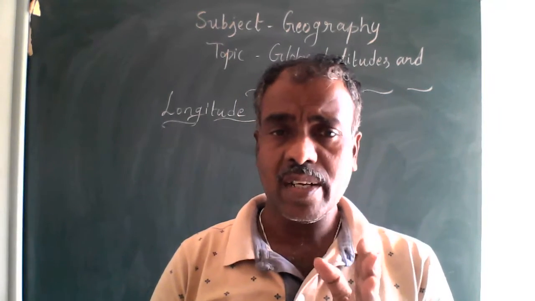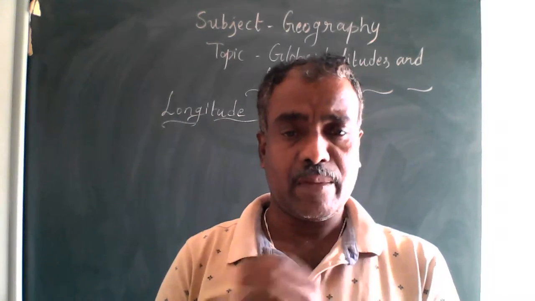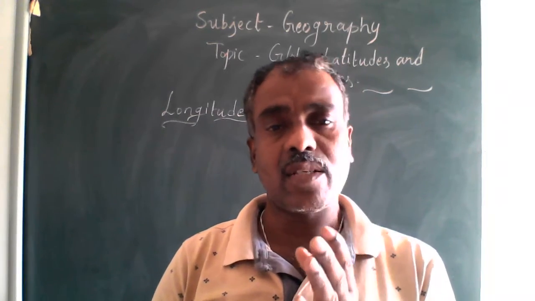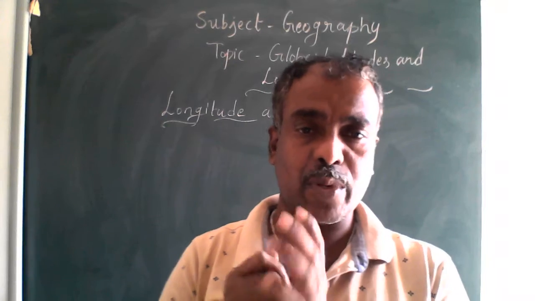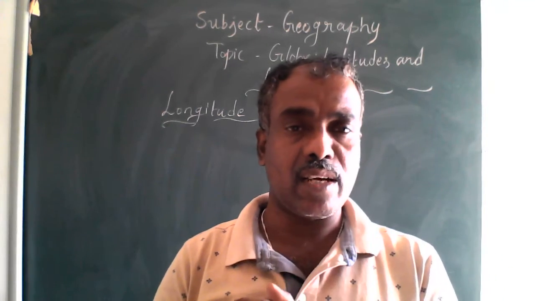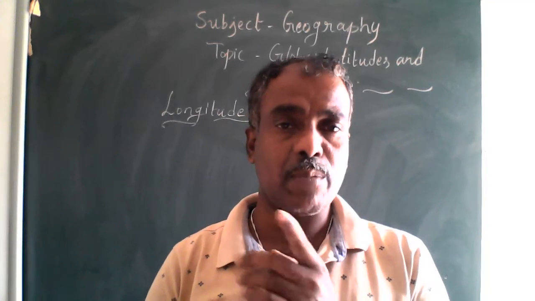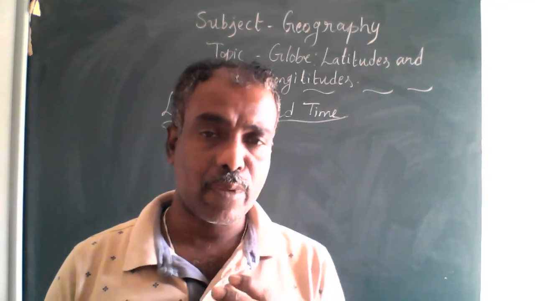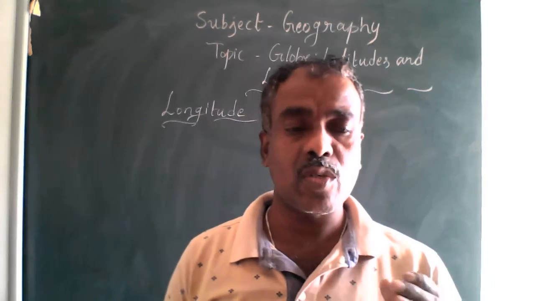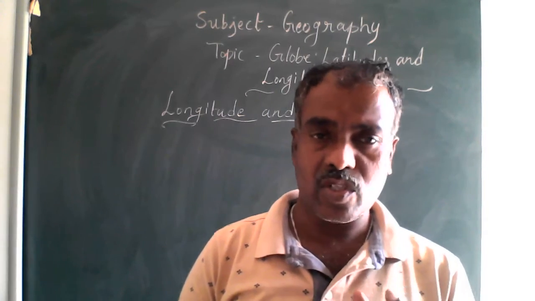So we know that between the Tropic of Cancer and the Tropic of Capricorn, that complete area, above the equator and below the equator, that area is called the torrid zone.